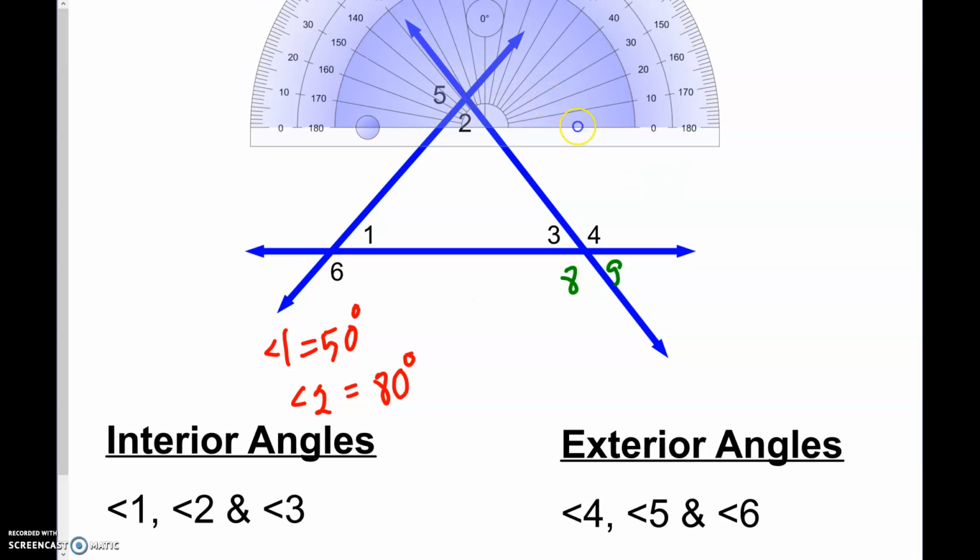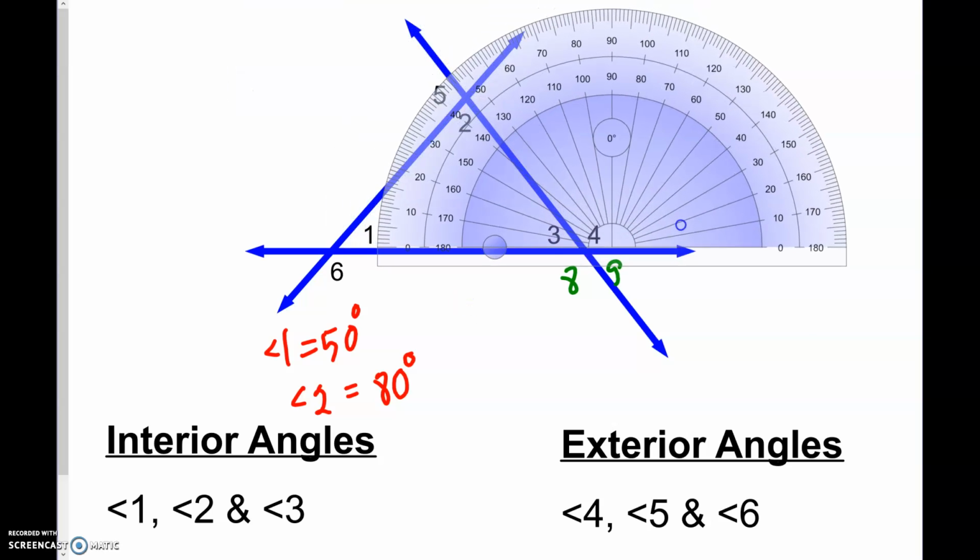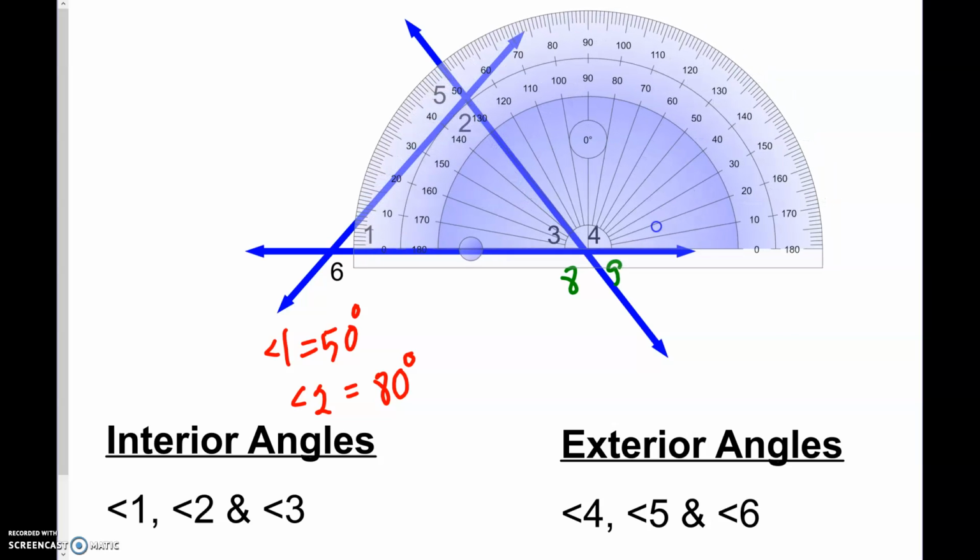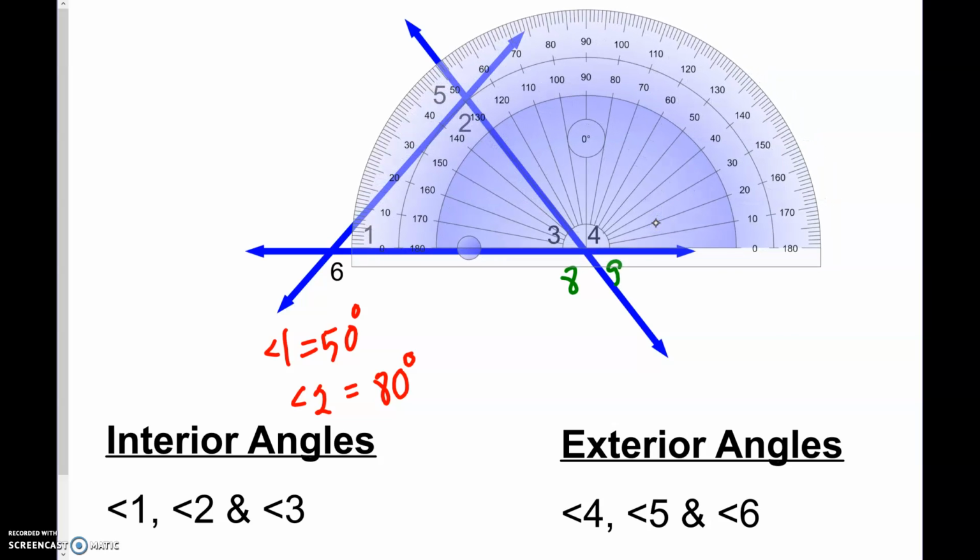angle over here at 4. So if I measure this exterior angle over here at 4, it looks like that is 130 degrees. So angle 4 is 130 degrees.